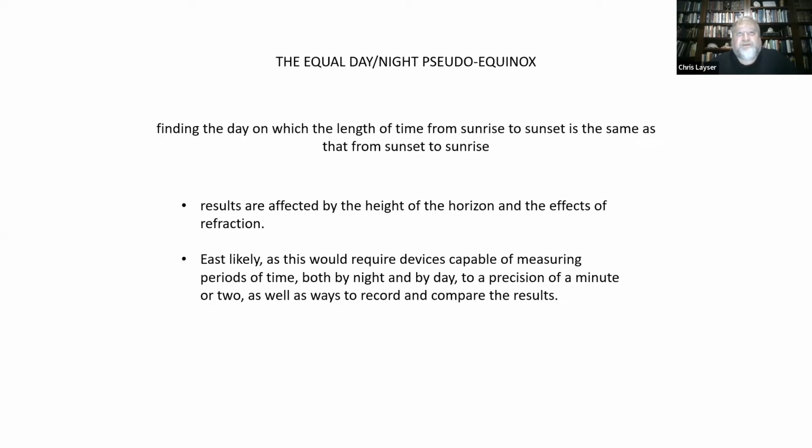And then the last one is equal day and equal night. This one is the least likely, as it will require devices capable of measuring periods of time. So just because we could find an exact point of sunrise and sunset before the invention of watches or timekeeping devices that went down to the minute level, this is highly unlikely.